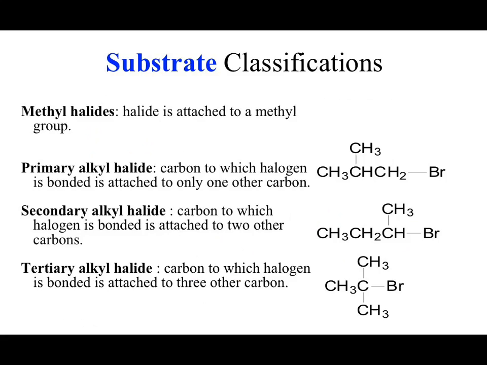So when we look at our overall reactions, we want to know where our halogen is located. So this is where you get the terms primary, secondary, tertiary, which I think we briefly talked about. Primary refers to the carbon to which the halogen is attached.